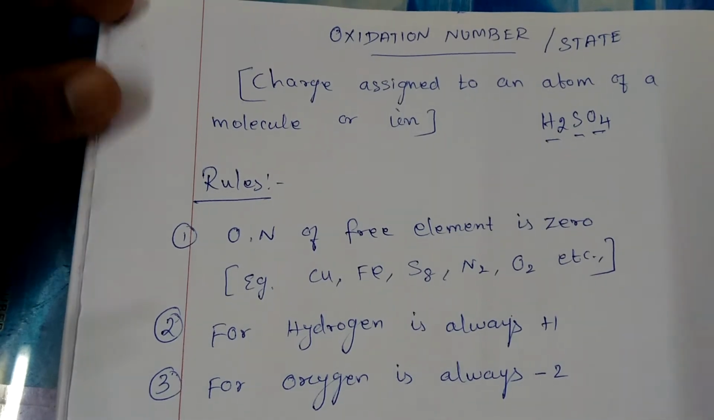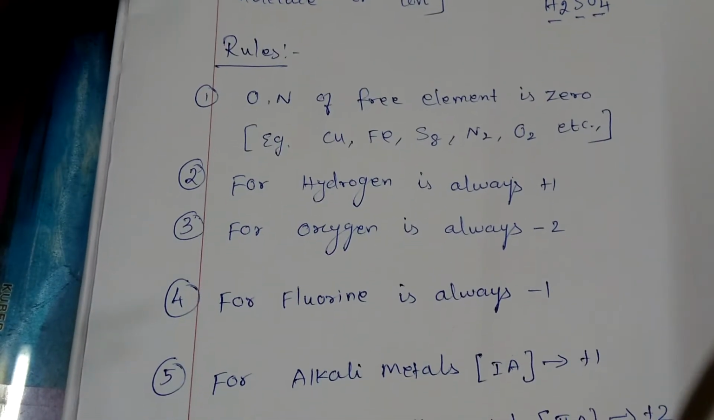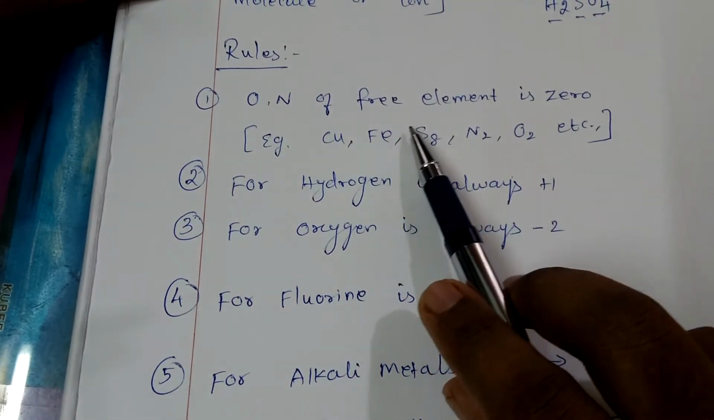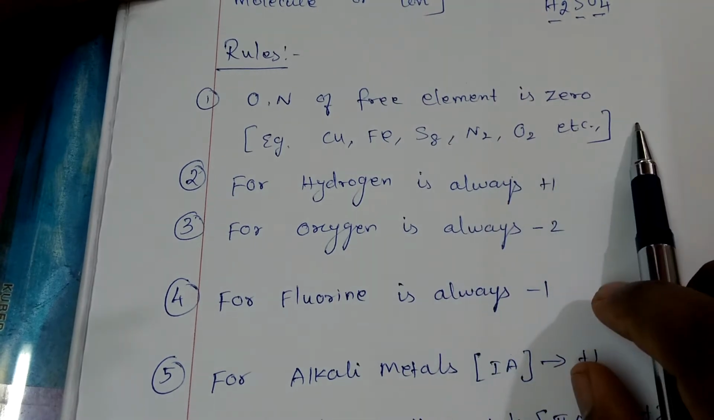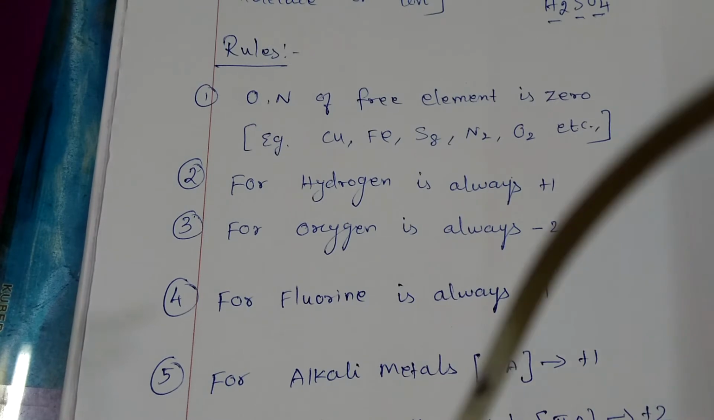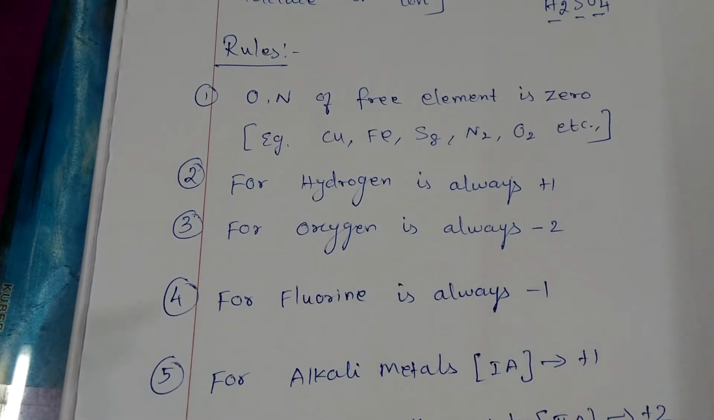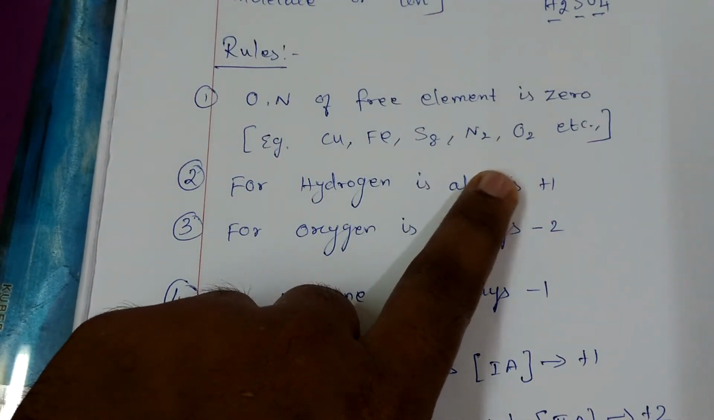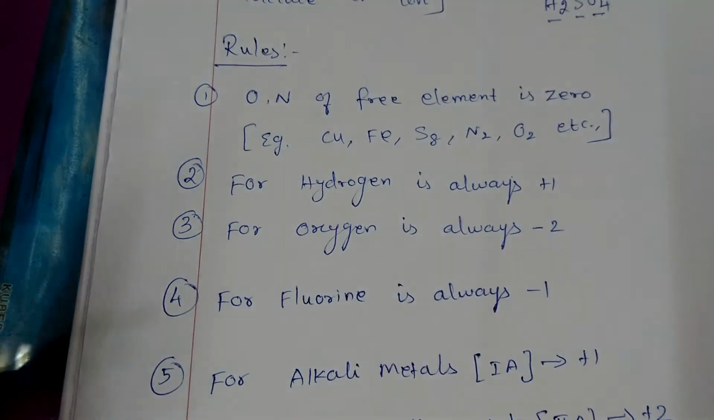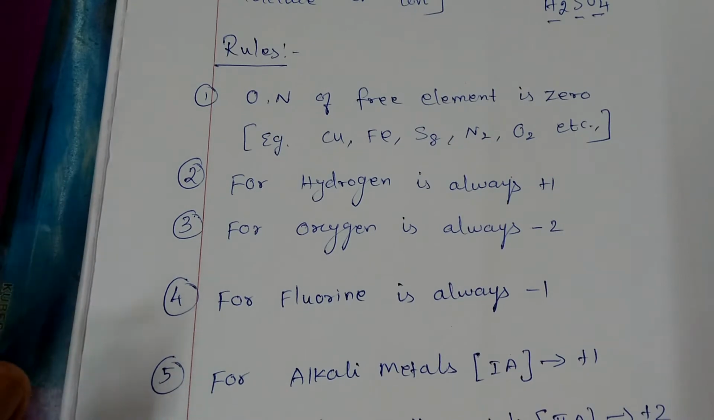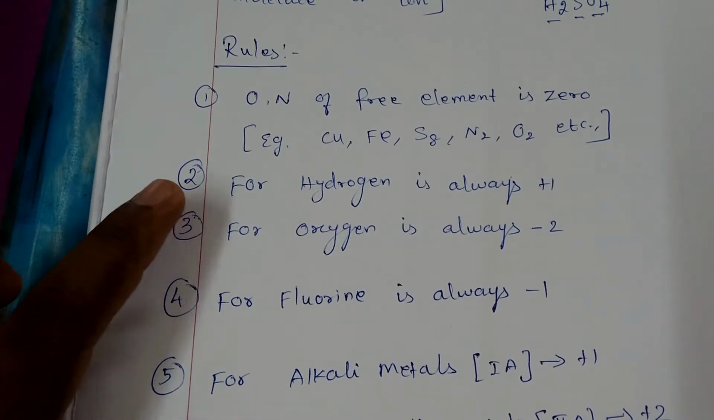Before we go into that, we must know certain rules for calculating the oxidation number. Rule number 1: the oxidation number of a free element is always 0. That means the element is present alone and does not combine with any other element. For example, copper, iron, sulfur, nitrogen, oxygen, all in the free state. For those elements, you need not calculate the oxidation number. It is always 0.